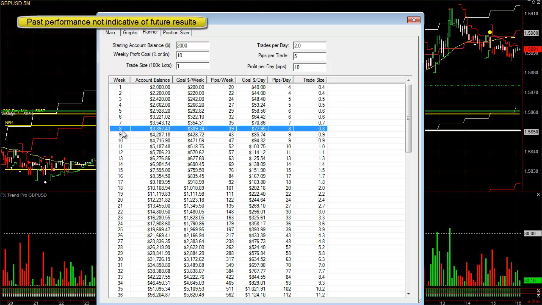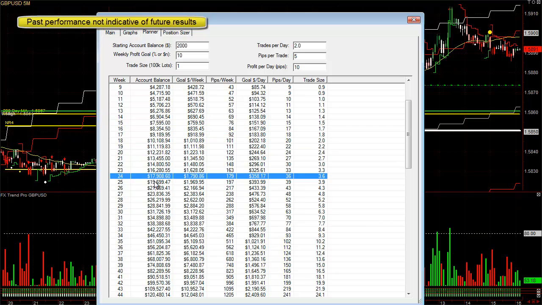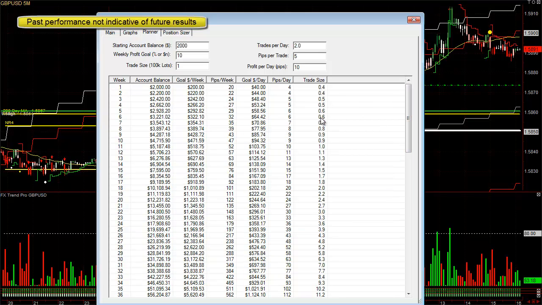You can see after 8 weeks, it's almost 4,000. Another 8 weeks, 8,000, 17,000, and onward. So as you trade and your account grows, you're obviously trading more lots. At the end of the year, your account has grown massively. It's 130 times bigger than it started, and you're also trading 51 lots at a time versus only 4 mini lots in the beginning.